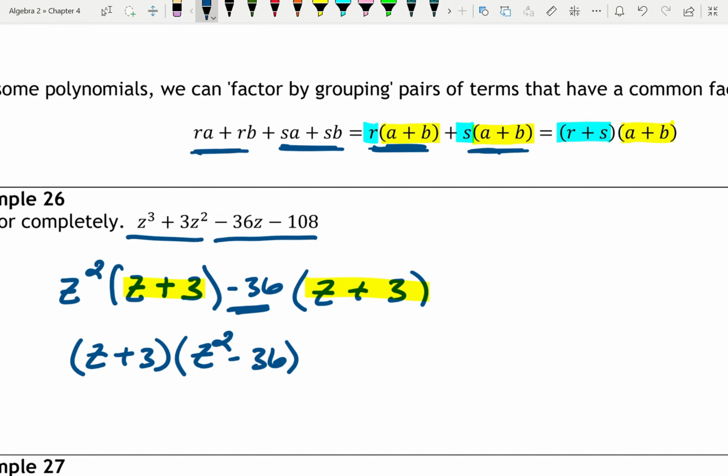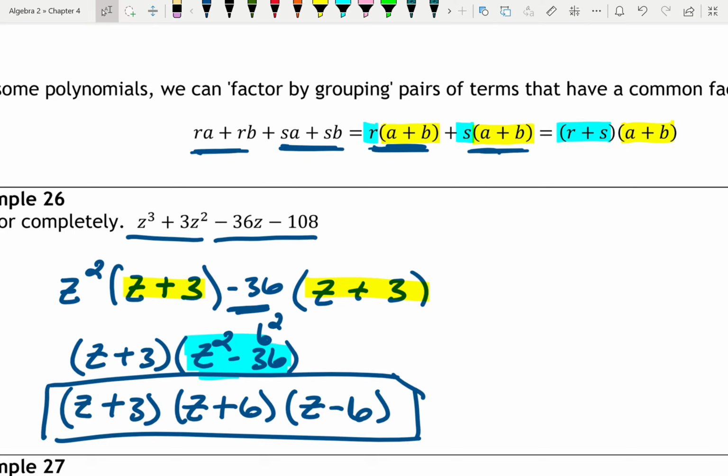And then we're still not done, because this is 6 squared, so this binomial right here is a difference of two squares. So I can factor it to be z plus 3, and then z plus 6, z minus 6. And there we go. That difference of two squares, again, like I said earlier, it just kind of pops up in problems, and it's very common for people to miss it.